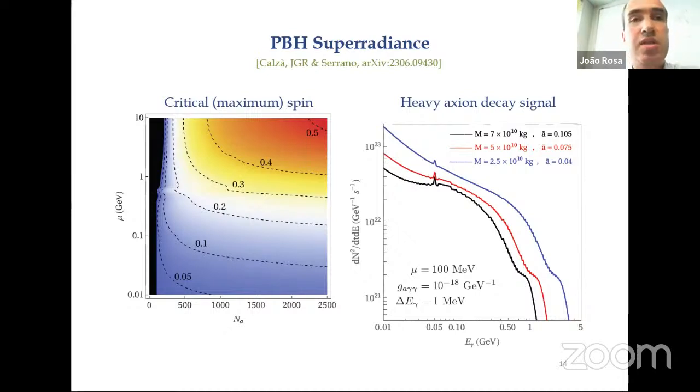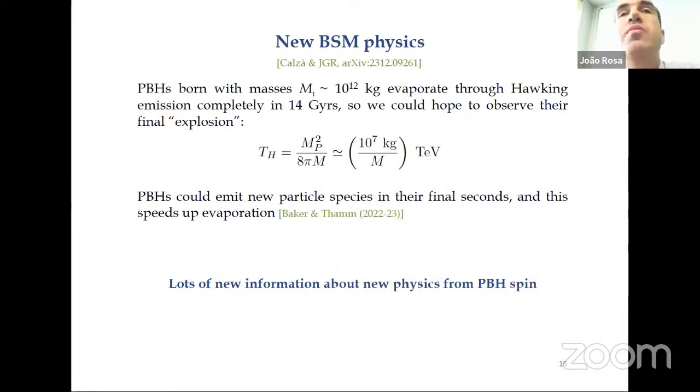Now, this is interesting, but let's go back to the case where no heavy axions occur in the spectrum. There's still something interesting that Marco and I have explored recently, which is the fact that as the black hole evaporates, the Hawking temperature increases. So at some point, it will hit temperatures above the TeV scale, so beyond what we can currently probe at the LHC or other colliders. And this means that the primordial black holes will start emitting new particle species that we haven't seen in their final seconds of existence. And this has already been studied by Baker and Tam in a couple of papers.